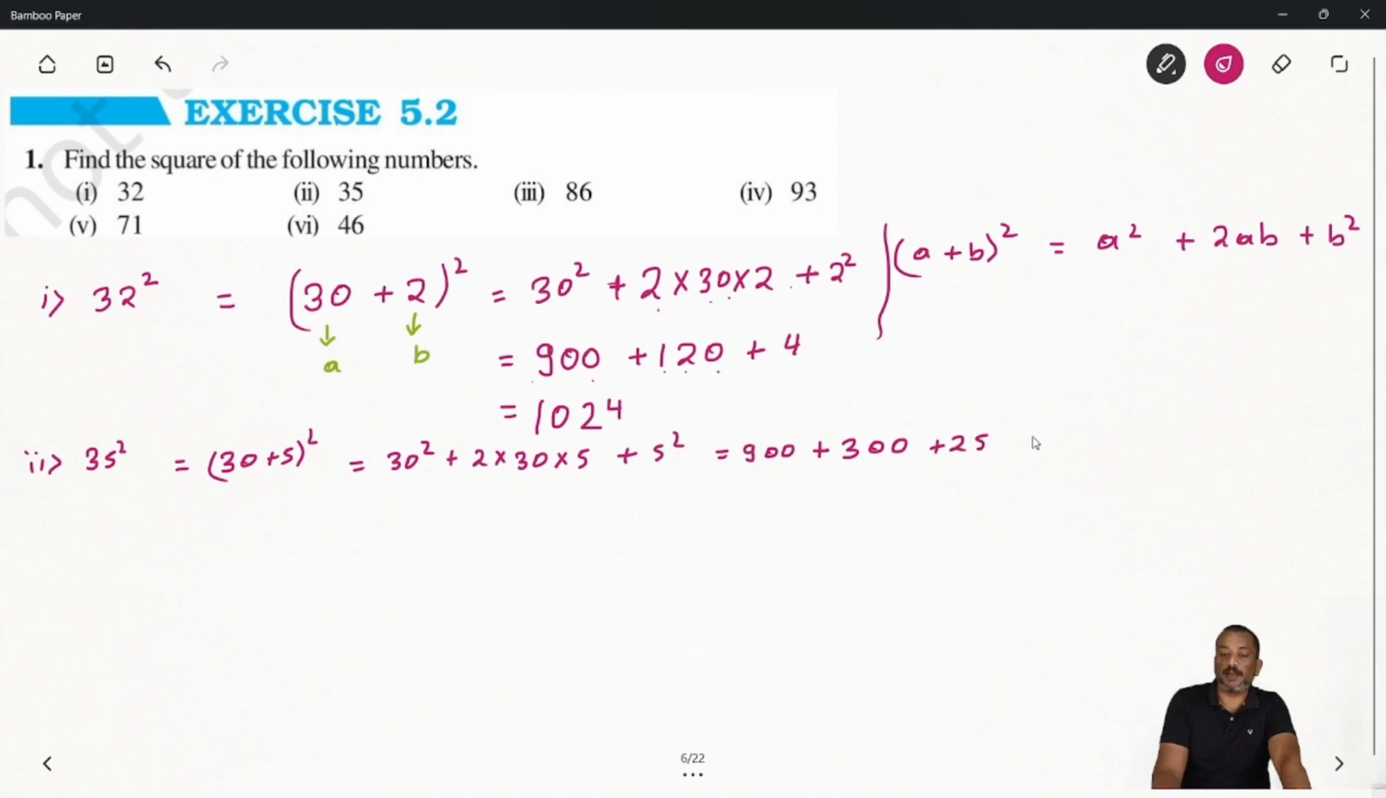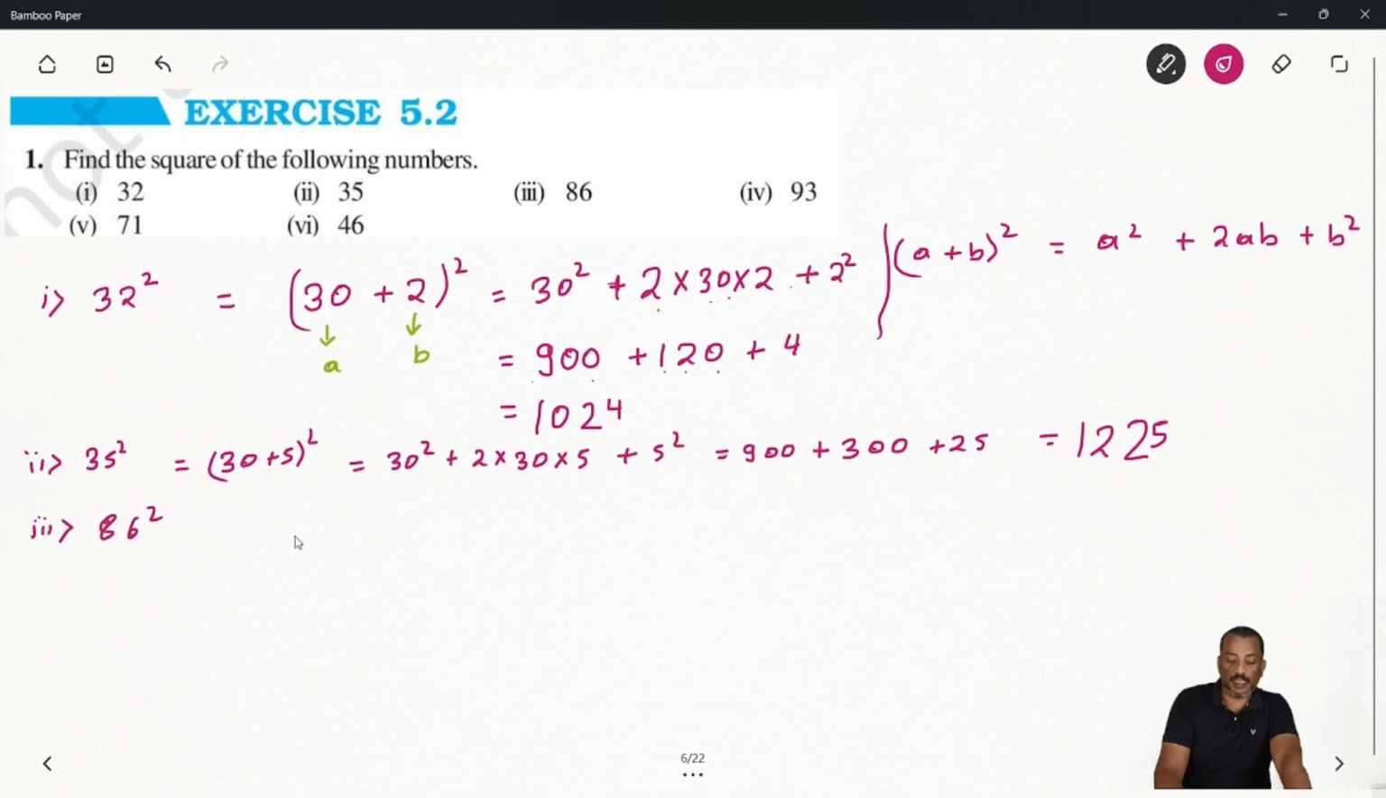Now you can add all. So you will get here 5 plus 0, 0 plus 0, so 5. Now after that tens place, 2 plus 0 plus 0, so 2. Now after that hundreds place 3 plus 9, 12. So you will get 1225. Same way you can find the third one. Okay, so third one you have given 86.